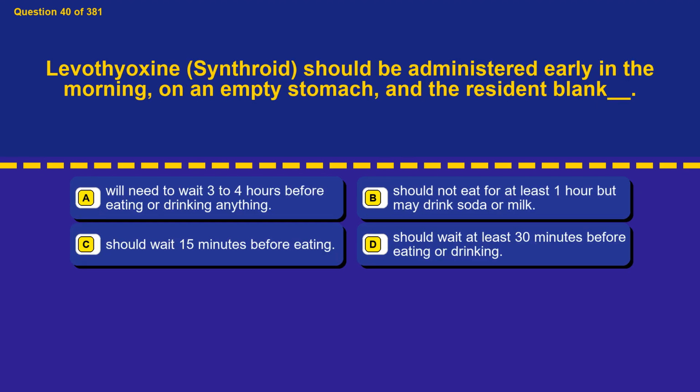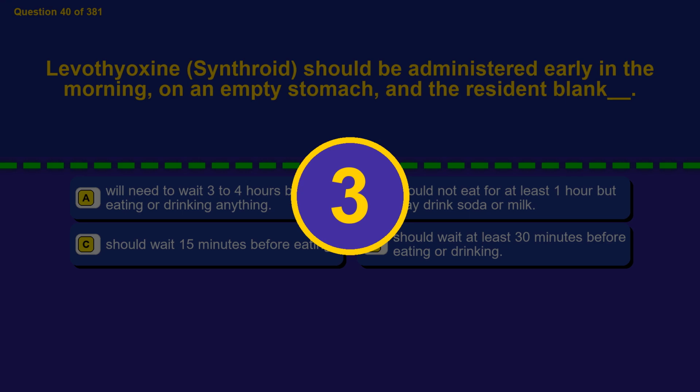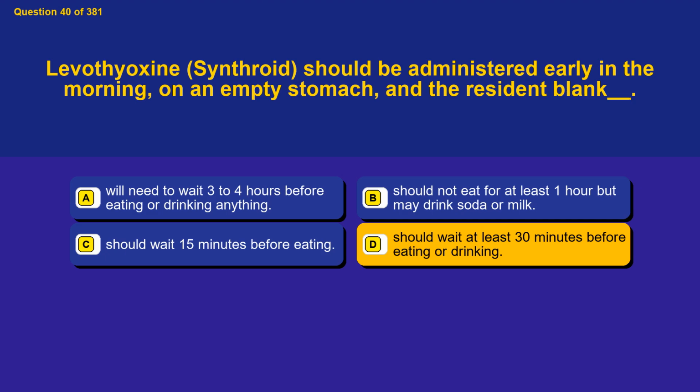Question 40. Levothyroxine, Synthroid, should be administered early in the morning, on an empty stomach, and the resident blank. Option A will need to wait 3 to 4 hours before eating or drinking anything. Option B should not eat for at least 1 hour but may drink soda or milk. Option C should wait 15 minutes before eating. Option D should wait at least 30 minutes before eating or drinking. The correct answer is option D, should wait at least 30 minutes before eating or drinking.